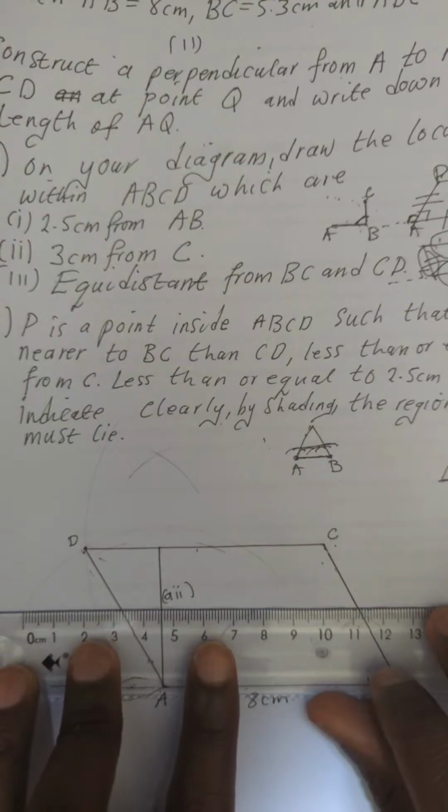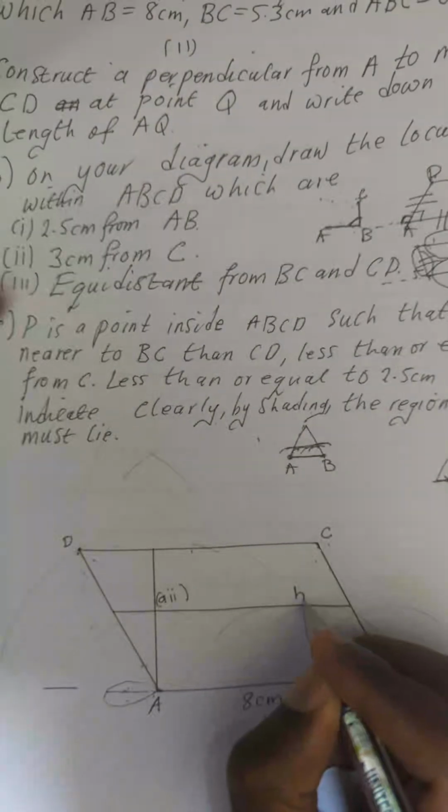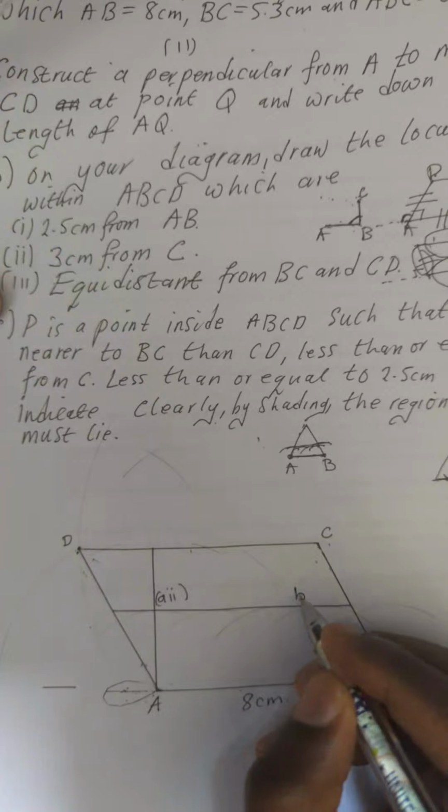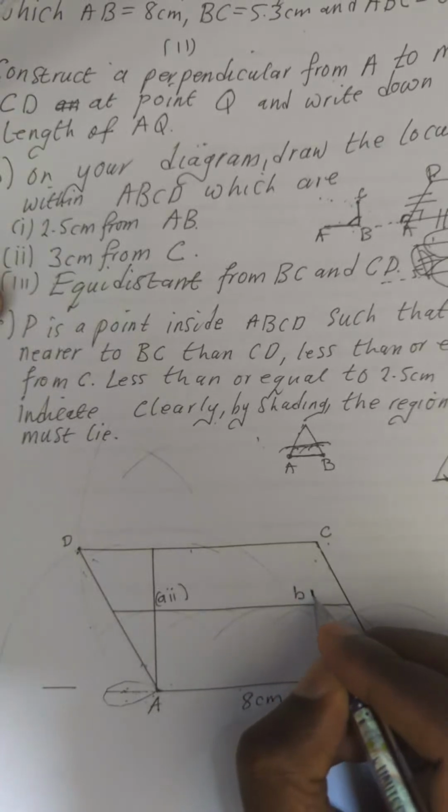But we stick to the triangle. So this is our answer. This is our B1.